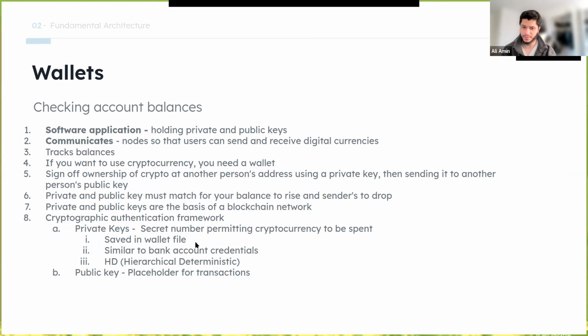And the private key is basically your secret key that matches your public key, saved in a wallet file. It's like your bank account credentials, and it's hierarchical deterministic, just referring to the way that it relates to public keys. Questions?